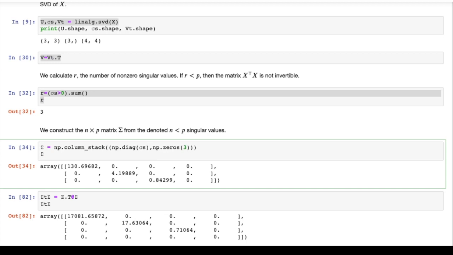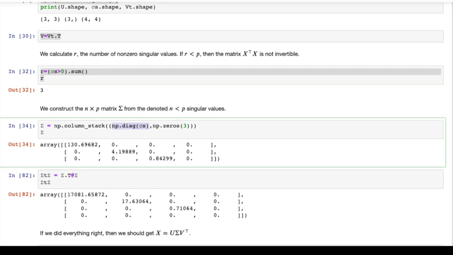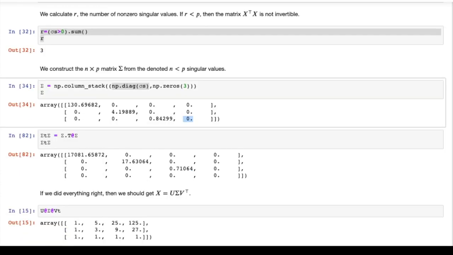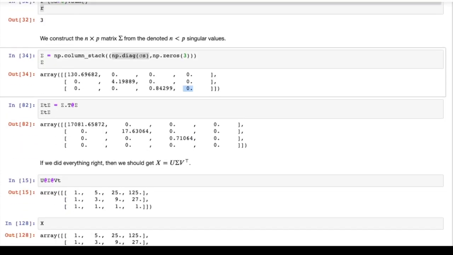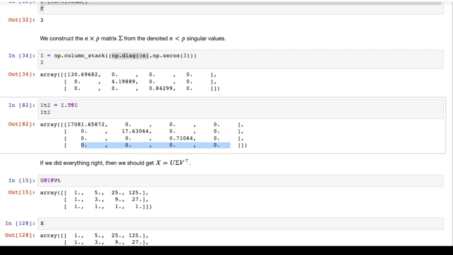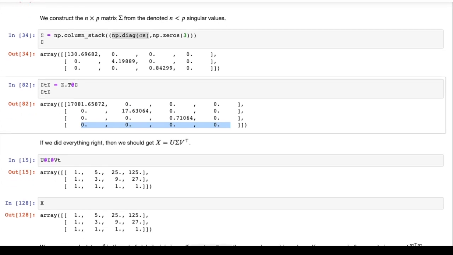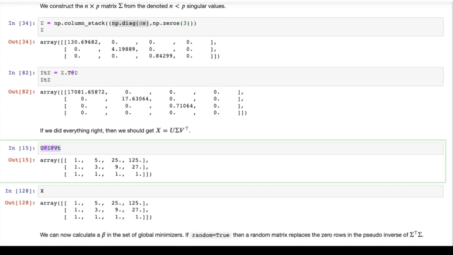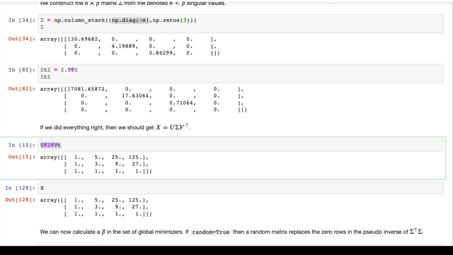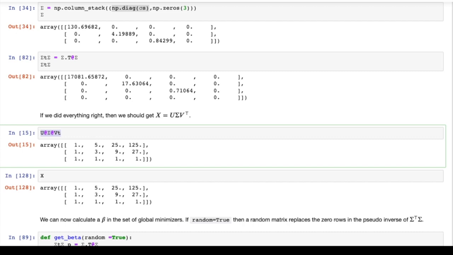Now we define our matrix sigma from the array of singular values sigma. You see here that we have this column of zeros. And our matrix sigma transpose times sigma then looks as it is defined here. So here we have one row of zeros and one column of zeros. Now let's double check if we did everything right. We should get our matrix X by the decomposition U times sigma times V transposed. And this is actually the case if you compare these two matrices here.